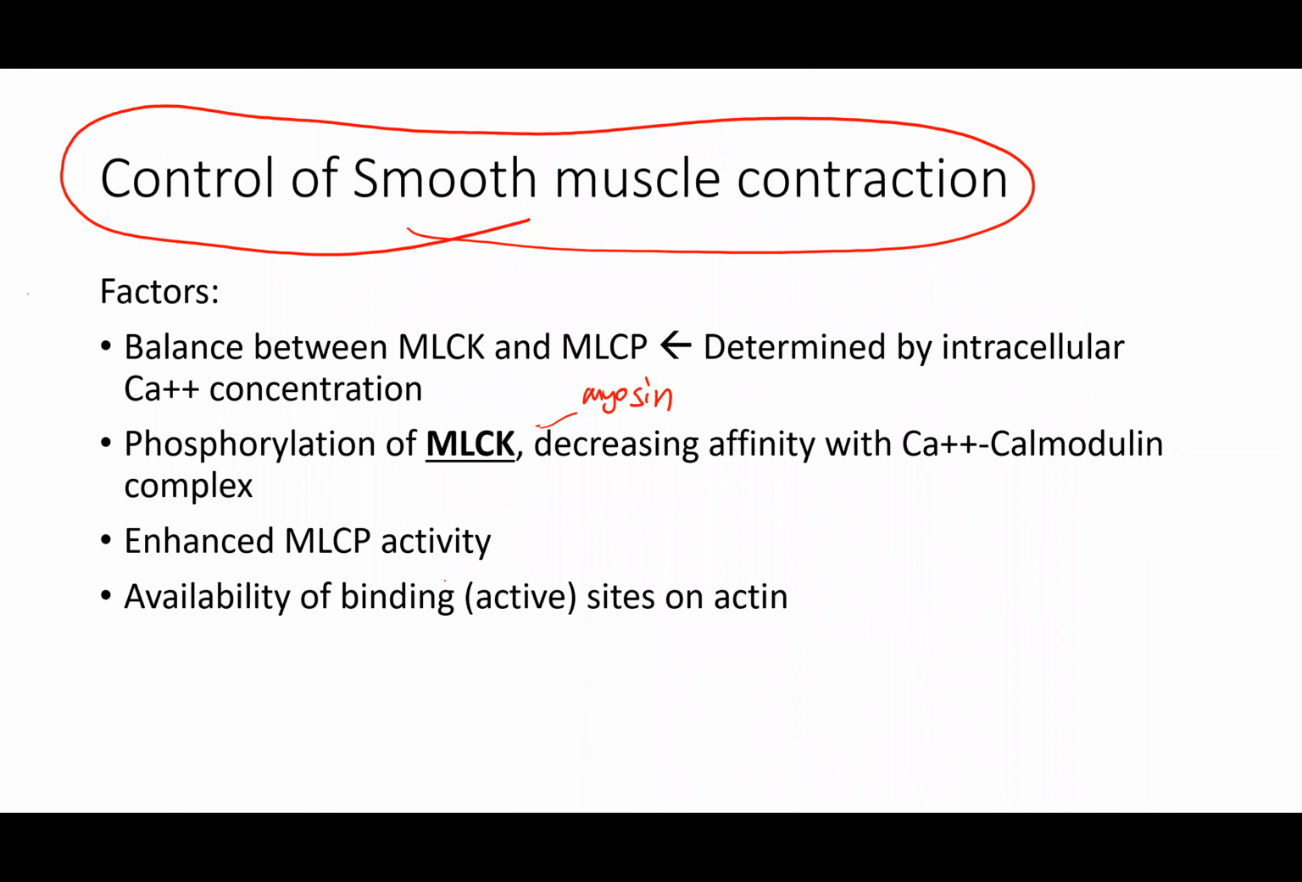So phosphorylation of MLCK causes decreased affinity with calcium and calmodulin complex. The third way it happens is through the enhancement of the other enzyme.